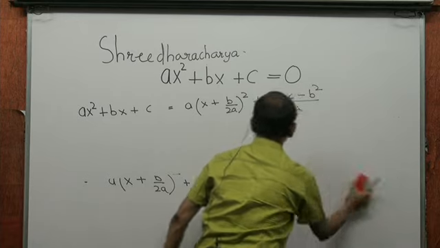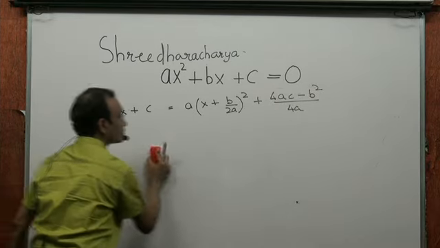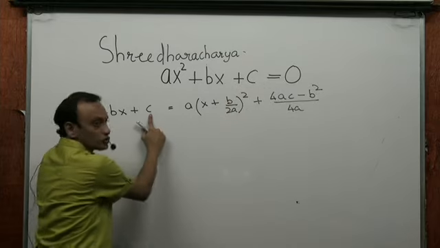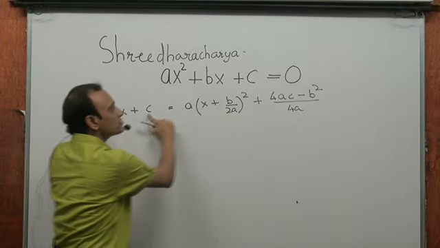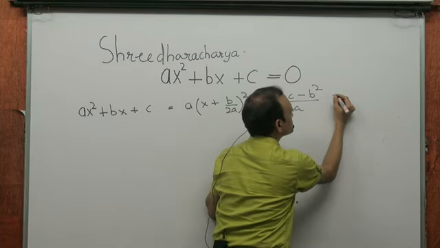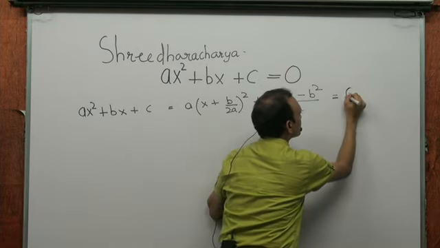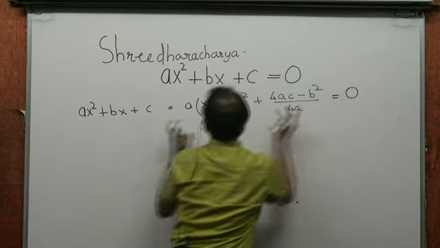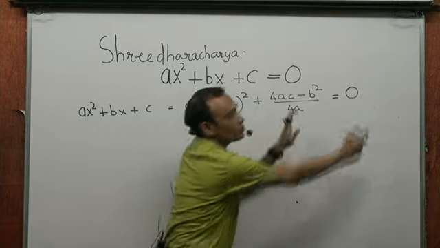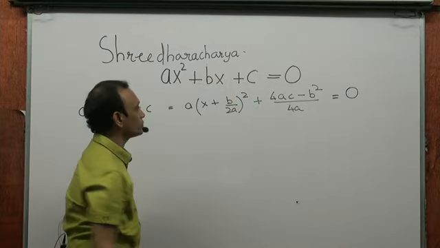Which means, now this equal to 0 tantamounts to this equal to 0. So essentially when I'm seeking to solve for x, I'm equating ax square plus bx plus c, or in other words, this equal to 0. This is what I'm trying to do, right?